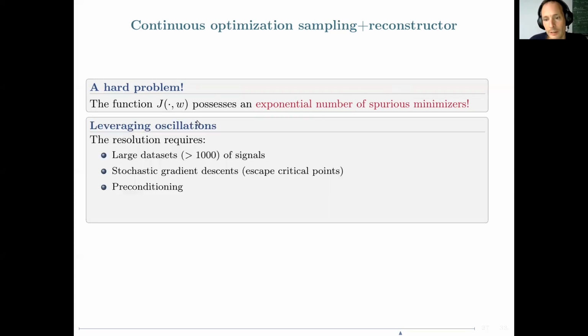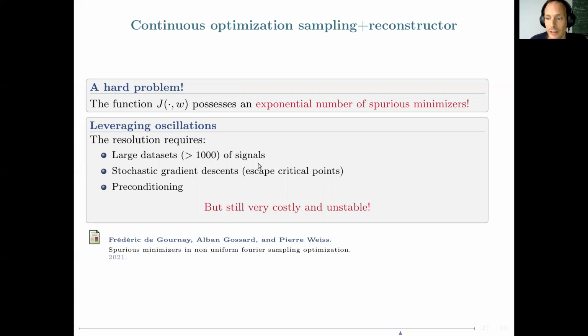Then we showed also that we could leverage oscillations by using large datasets of signals, stochastic gradient descents to escape critical points, and use specific preconditioning techniques. Okay, this is a recent preprint that we had.